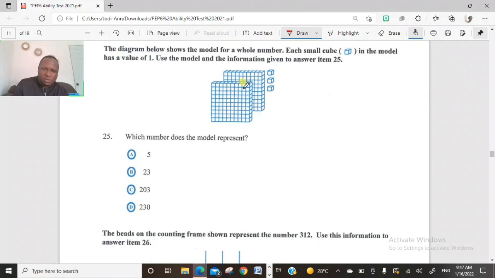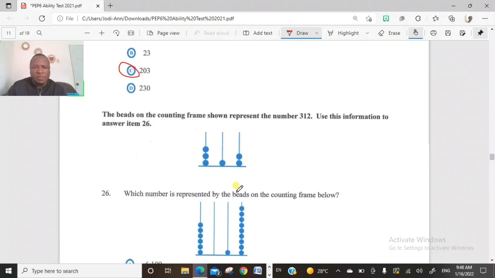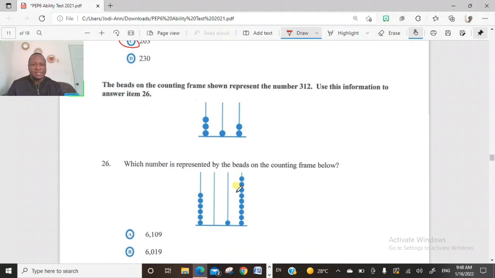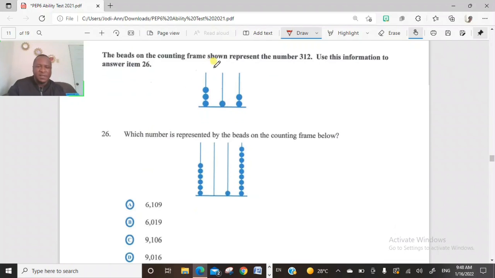And then we have 1, 2, 3 single ones. So we have 2 hundreds and we have 3 ones. And we can just use our understanding of the place value chart to understand that. So it's actually 203 in total, right? And this one is 203. All right. Now the beads on the counting frame shown represent the number 312. Use this information to answer item 26.